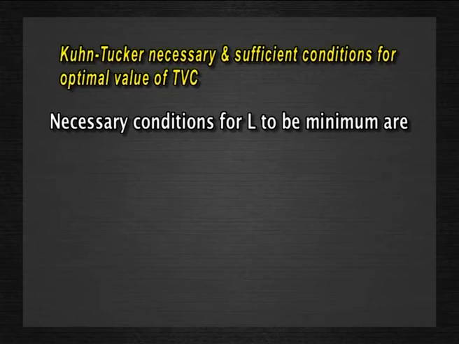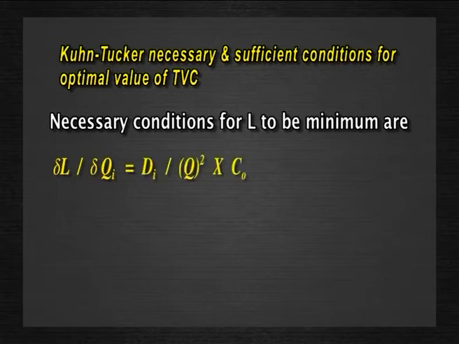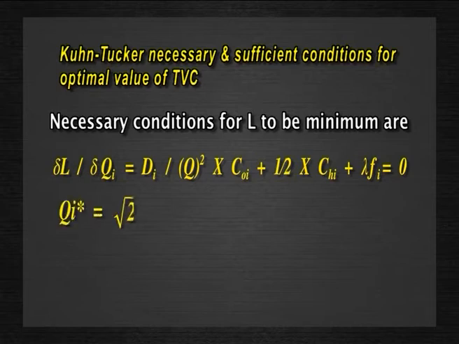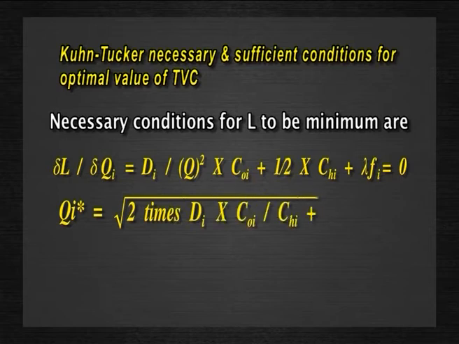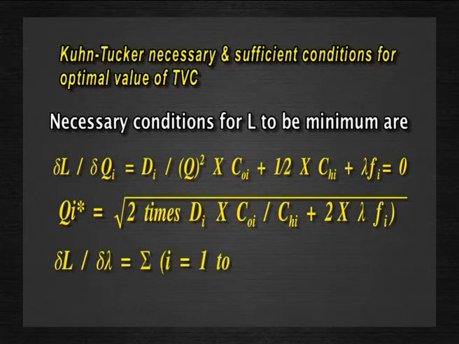Necessary conditions for L to be minimum are delta L by delta Qi is equal to minus di by Q square into COi plus half into CHi plus lambda into Fi, which is equal to 0, or in other words, Qi star is equal to square root of 2 times di into COi divided by CHi plus 2 into lambda into Fi. Delta L by delta lambda is equal to summation of i equal to 1 to n into Fi into Qi minus W equal to 0.